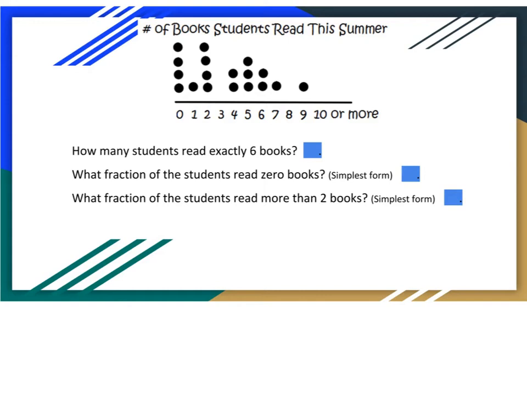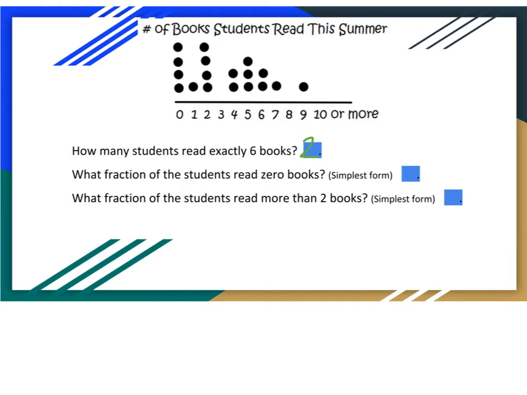Okay, let's answer some more questions about these. So how many students read exactly 6 books? So when I look over at 6, remember each dot represents a person. So there's 1, 2 dots on the number 6. So 2 people read exactly 6 books.